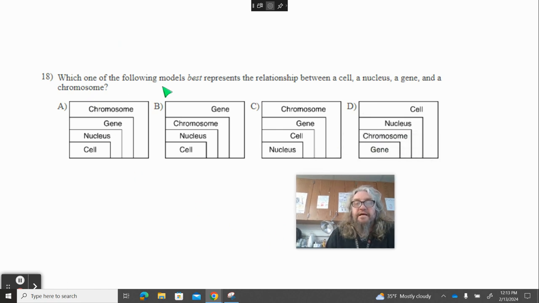Which of the following models best represents the relationship between a cell, a nucleus, a gene, and a chromosome? Is it A? Is it B? Is it C? Or is it D?